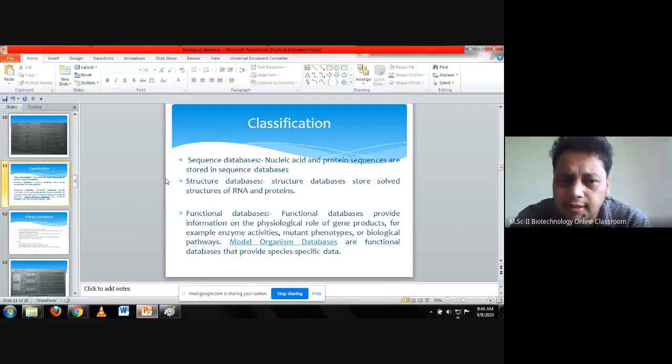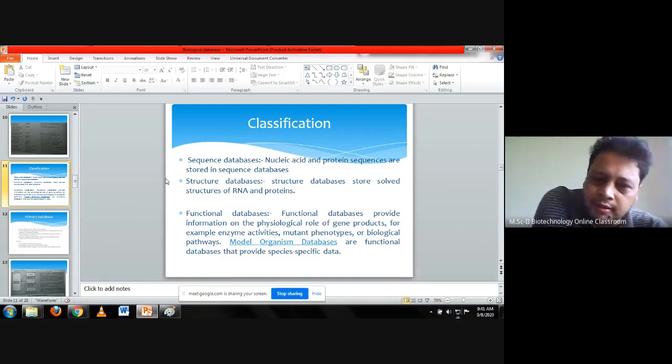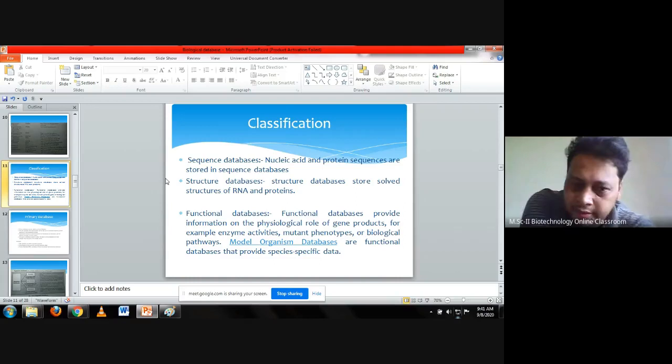Then second is structure database. So we'll have different structure databases which store structures of RNA and protein. Whenever this protein gets dissolved into water, it forms a 3D structure. So in this structure database you can study its 3 dimensional structure. And last one is functional database. In the functional database, you can find the information or the physiological role of that gene.